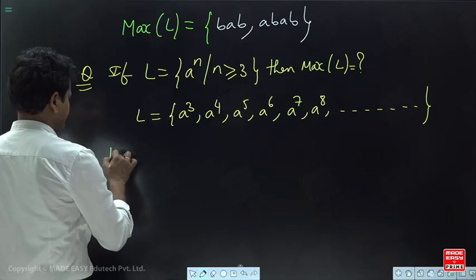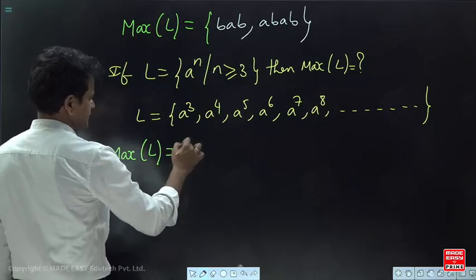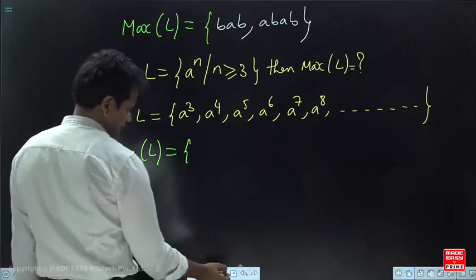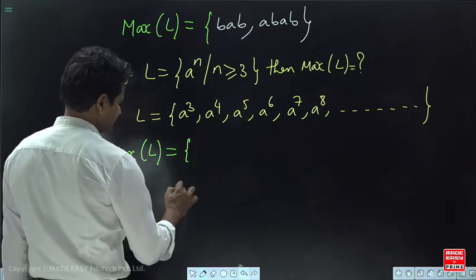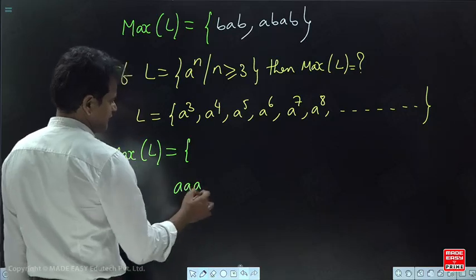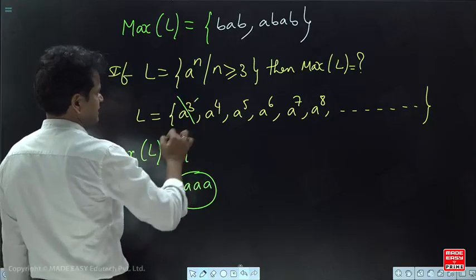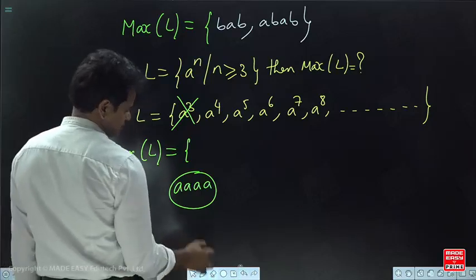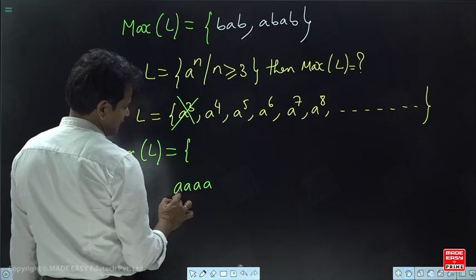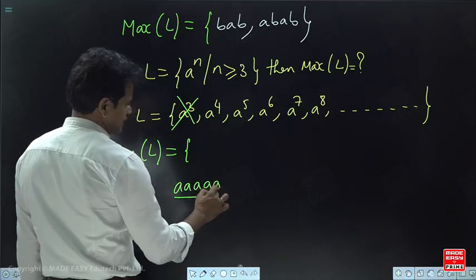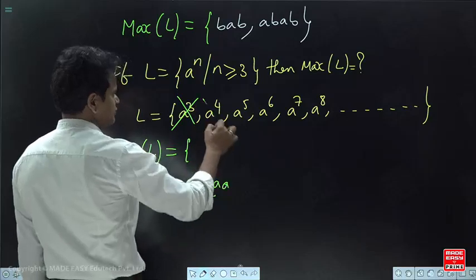Maximum of L is, if I take a cube, for a cube, if I attach a, there is a power 4, so I cannot take a cube. Okay, suppose if I take a power 4 in maximum of L, for a power 4, if I attach 1 a, a power 5 comes. If I attach 2 a's, a power 6 will come. So many are there.